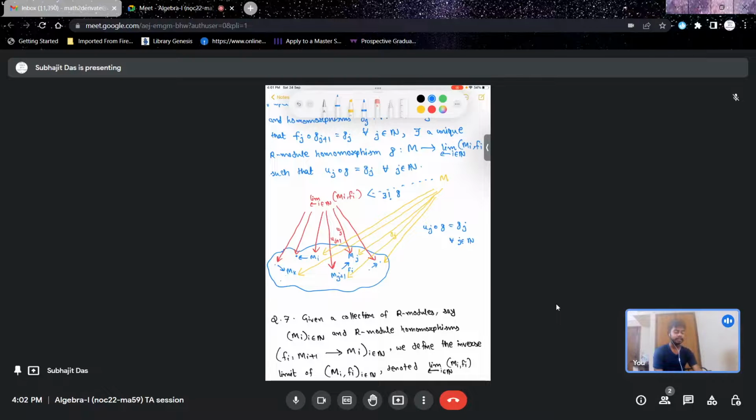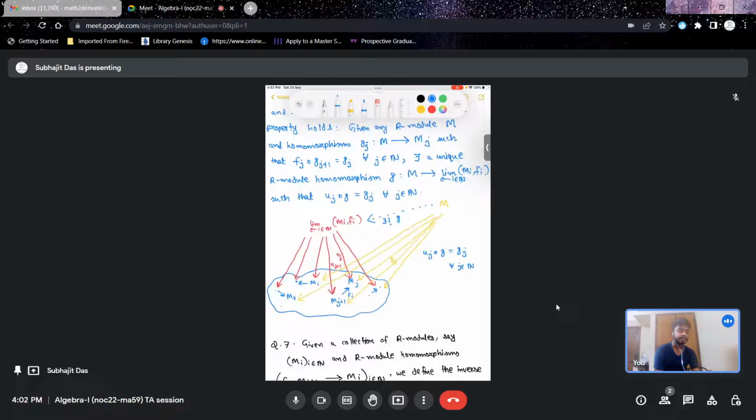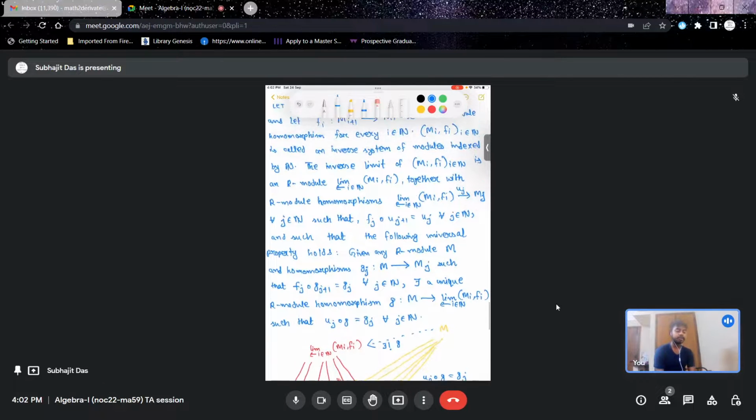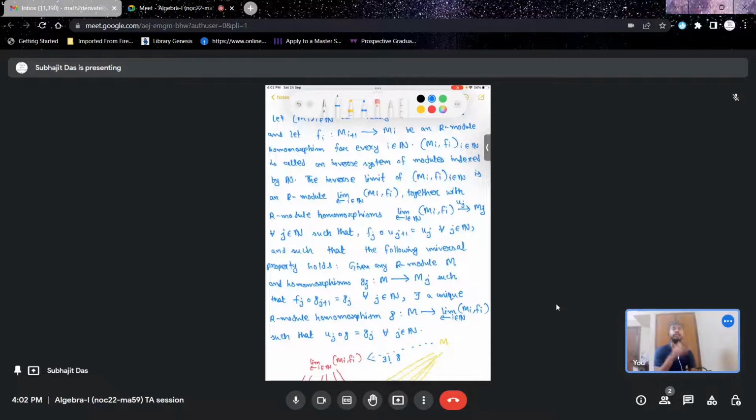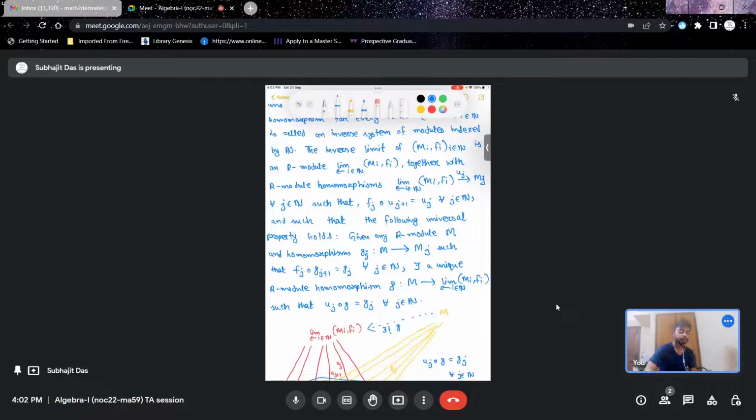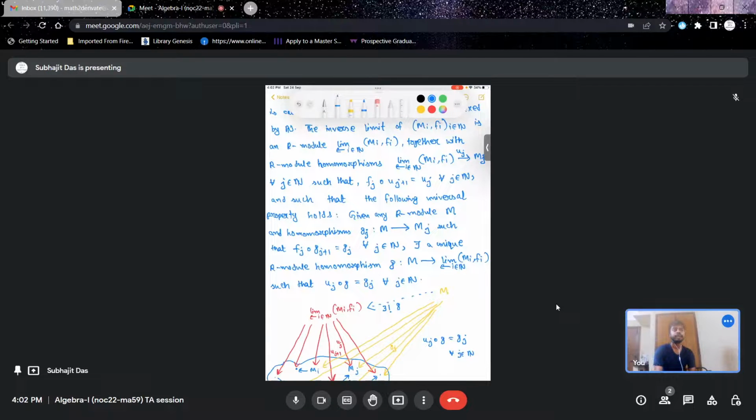This red object together with these red arrows is precisely called the inverse limit of the family of modules Mi together with the connecting maps fi. Now this is the universal property, and as is true for every object with a universal property, you can check that if there is another object that also has this same property that this red limit object satisfies, then it will also be an inverse limit. In other words, these two objects will always be isomorphic.